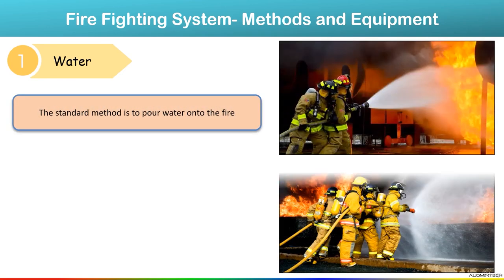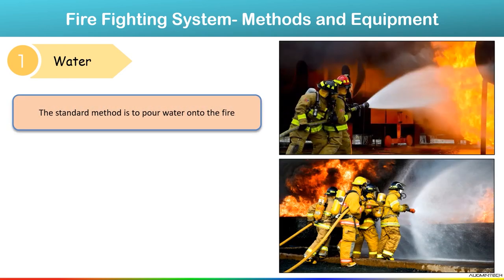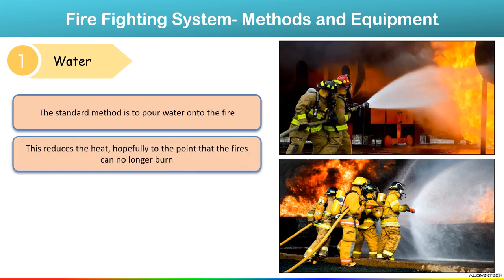Firefighting involves a range of methods and equipment for fighting fires, depending on the circumstances and availability. In that, first is water. The standard method is to pour water onto the fire. So when you use water on fire, what happens? This reduces the heat, hopefully to the point that the fire can no longer burn.